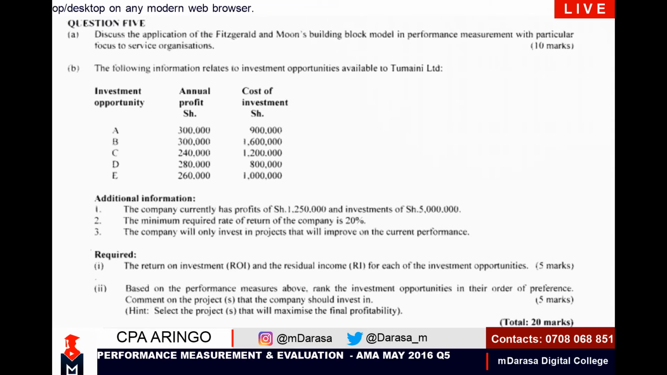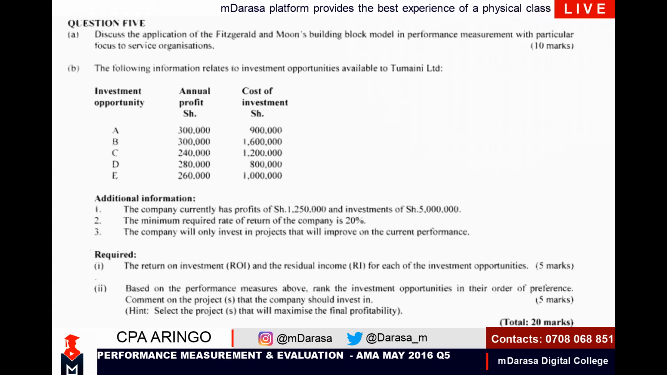Then note number 3, the company will only invest in projects that will improve on the current performance. Required: the return on investment and residual income for each of the investment opportunities. Part 2 of the question, based on the performance measures above, rank the investment opportunities in their order of preference. Comment on the project or projects that the company should invest in. Hint: select the project or projects that will maximize the final profitability.